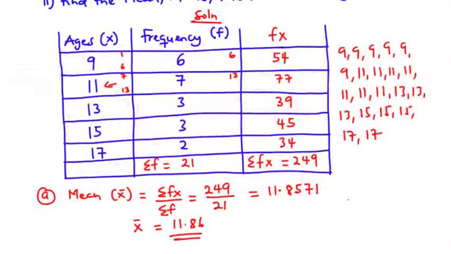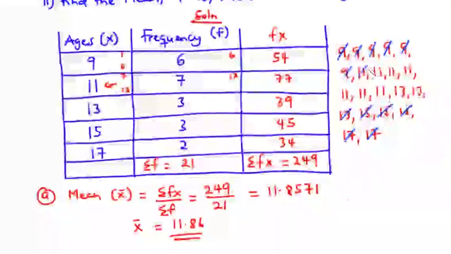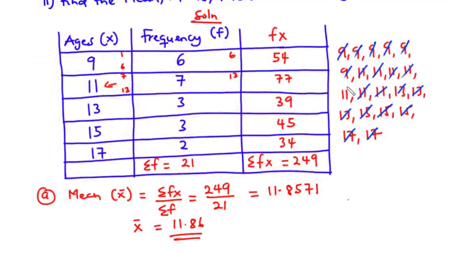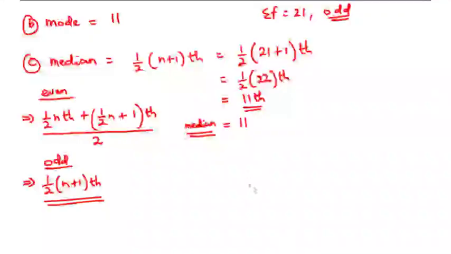Now let's cancel out the ending values to find the middle number. So we cancel out 9, 17, 9, 17, 9, 15, 9, 15, 9, 15, 9, 13, 11, 13, 11, 13, 11, 11, 11, 11, and then we have the middle number to be 11, which means that the median is indeed 11. Now let's find the range.